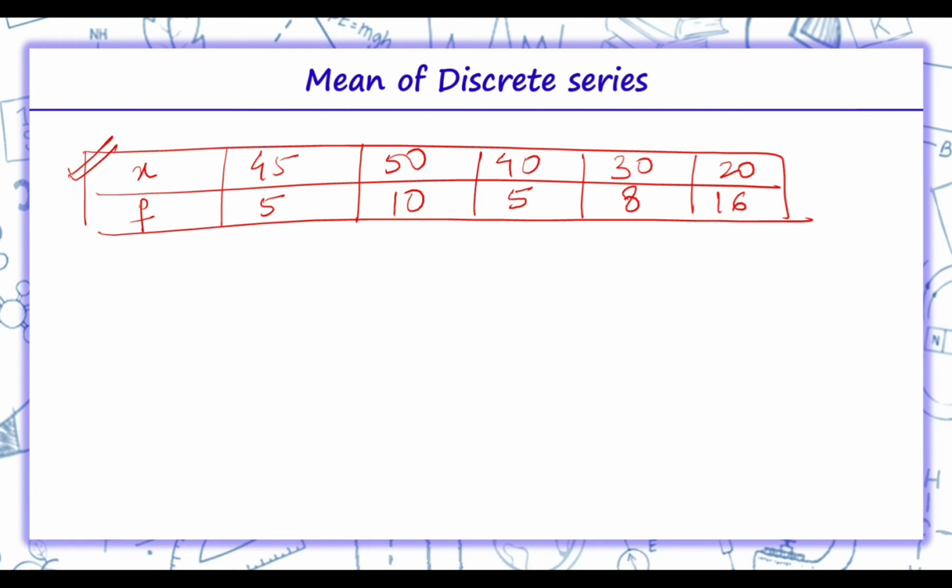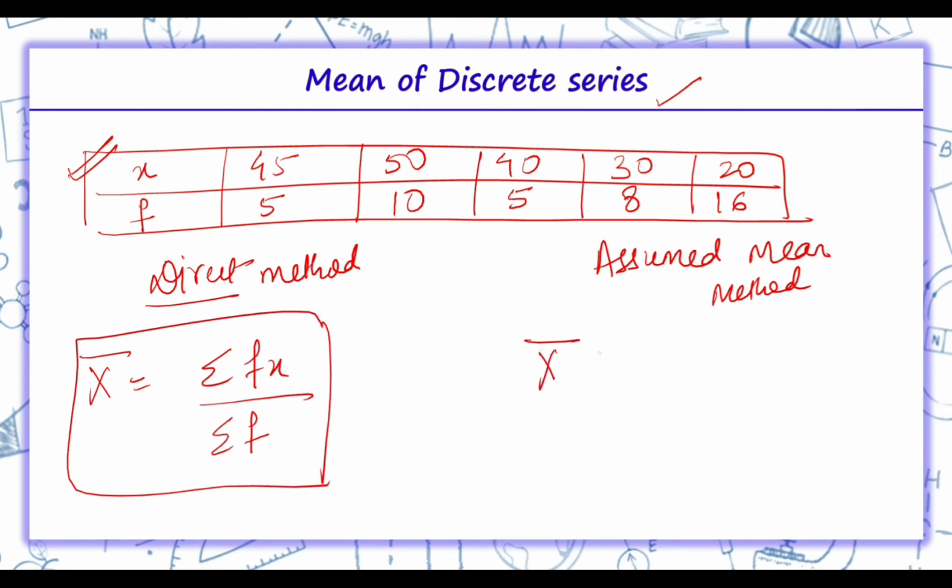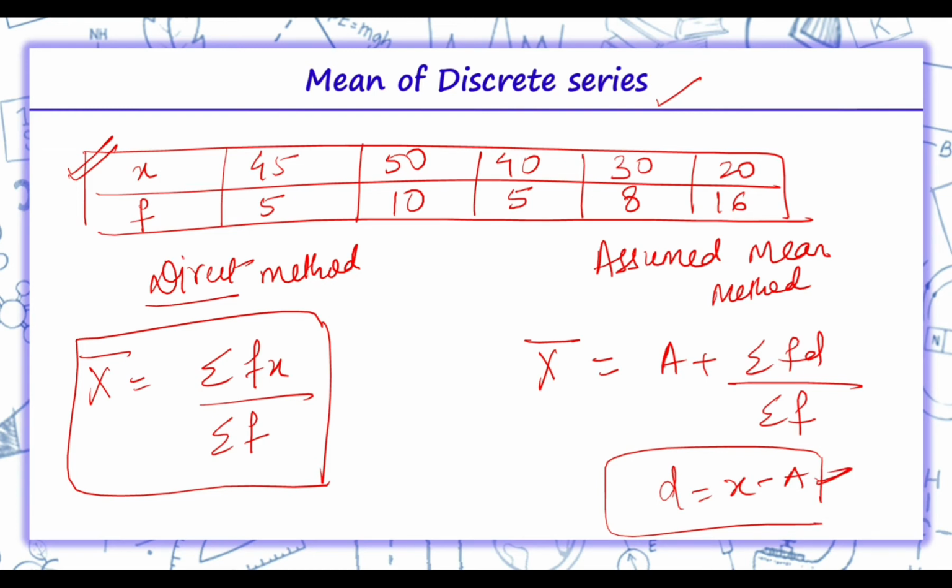When we have to find mean for discrete series, we have two methods. One is the direct method and the other is the assumed mean method. In the direct method, the formula which we apply is summation fx upon summation f. In the assumed mean method, the formula is a plus summation fd by summation f, where d is x minus a and a is the assumed mean. Assumed mean is to be taken from x only.